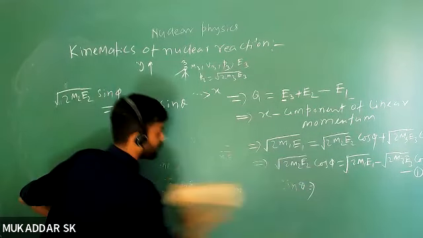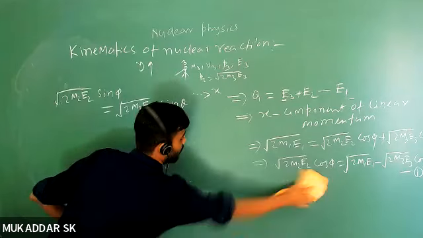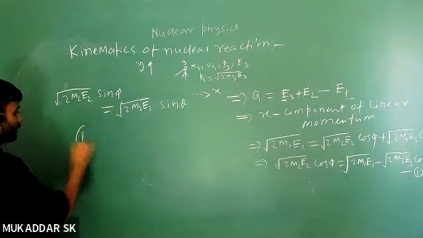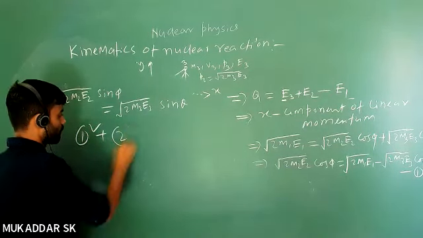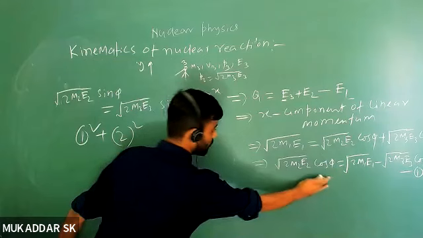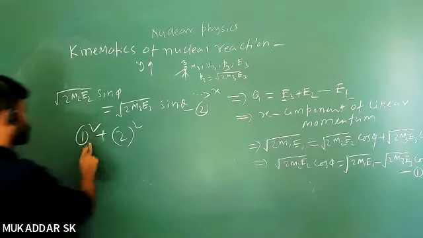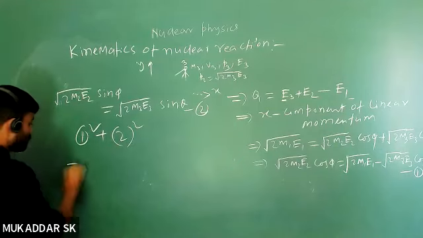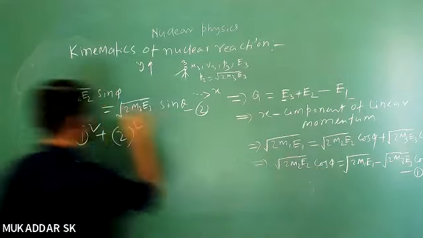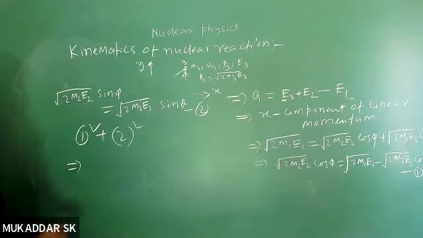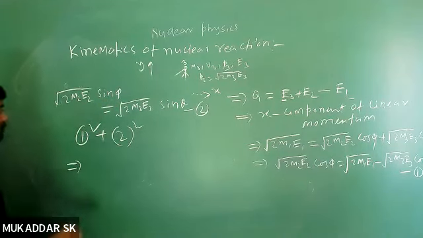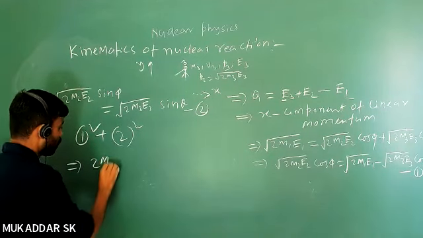Now make the square of 1 and 2 and add them. Square both equations and add, then what will you get? Let us assume this is equation number 2. So 1 square plus 2 square. What will it give on the left hand side? Cos square phi plus sin square phi, and this factor is common. If I take this factor common, sin square phi plus cos square phi will give 1. So simply you will get twice m2 e2.